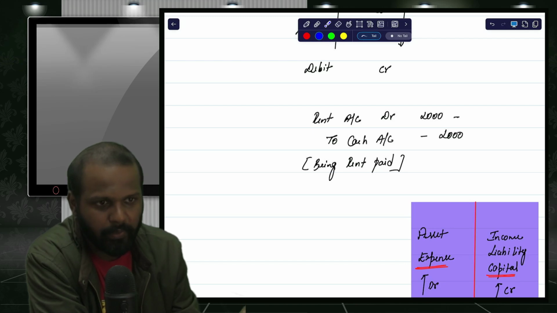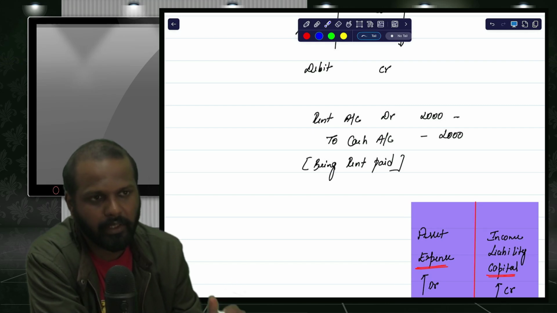So whenever you are paying any type of expenses, create an expense account. And whenever you receive any income, create an income account.